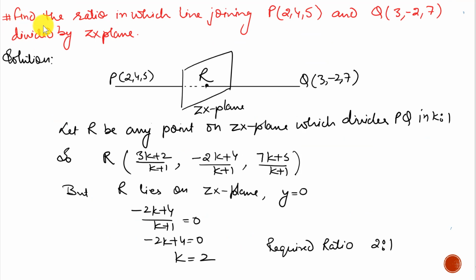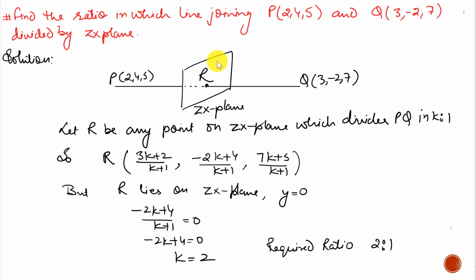Last example. Find the ratio in which the line joining P(2, 4, 5) and Q(3, minus 2, 7) is divided by the zx plane. Let R be any point in the zx plane which divides P and Q, where P is (2, 4, 5) and Q is (3, minus 2, 7), in the ratio k is to 1. So the coordinates of R are (3k plus 2) upon (k plus 1), (minus 2k plus 4) upon (k plus 1), and (7k plus 5) upon (k plus 1).